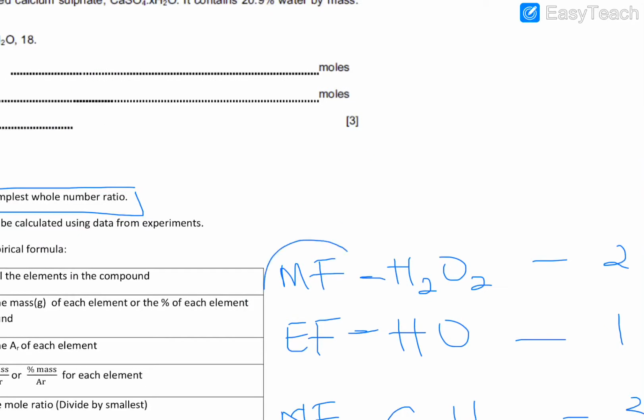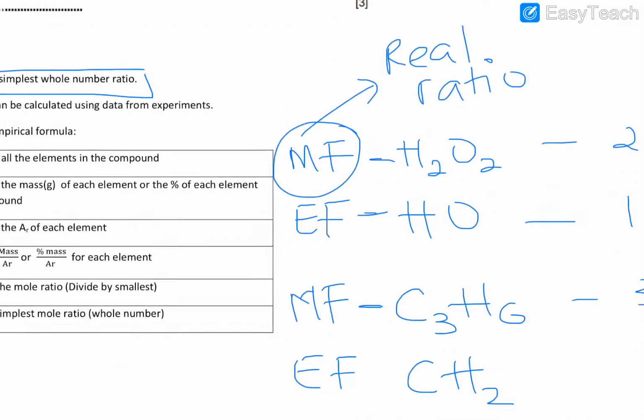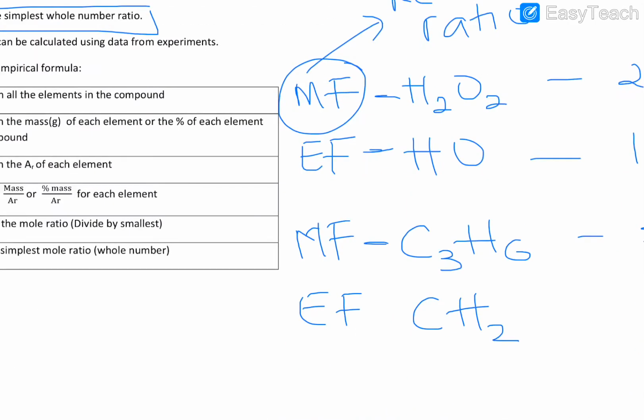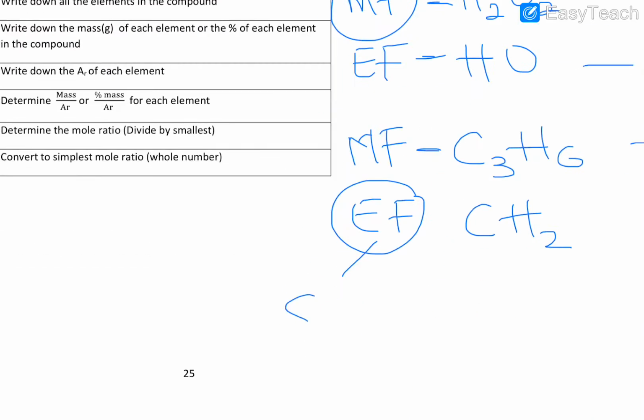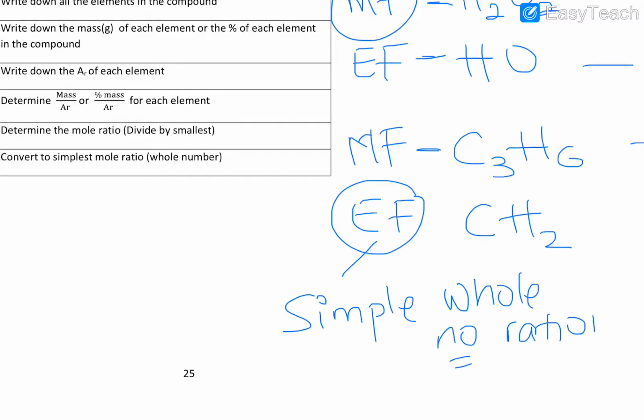So the molecular formula is the real ratio of the atoms in a molecule, while the empirical formula is the simplest whole number ratio. So simplest whole number ratio. This is about the definition.